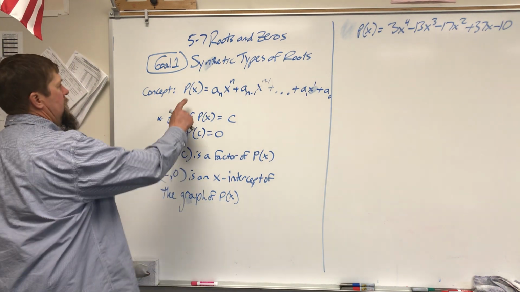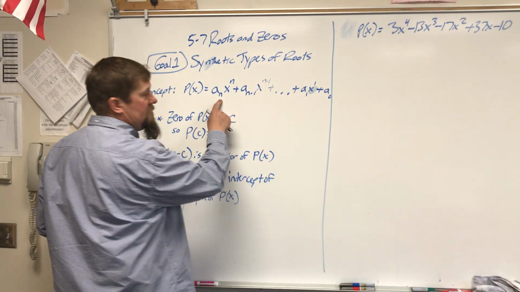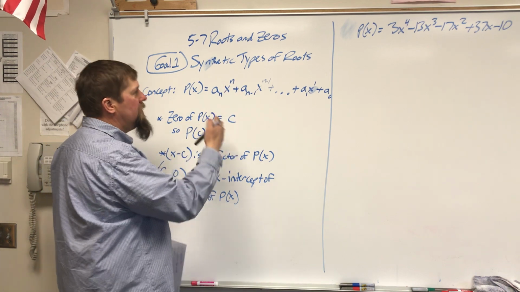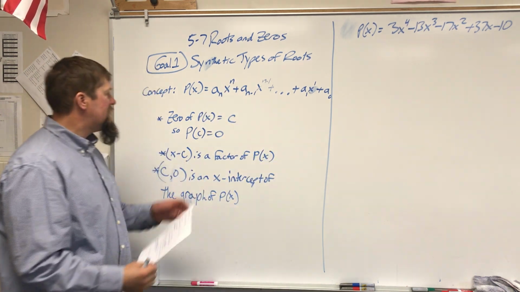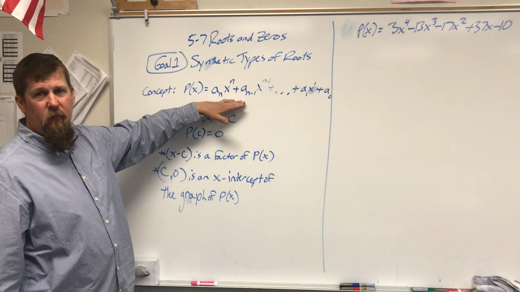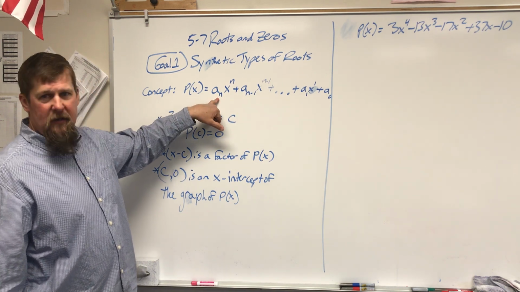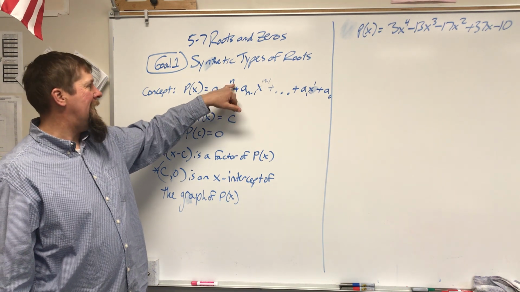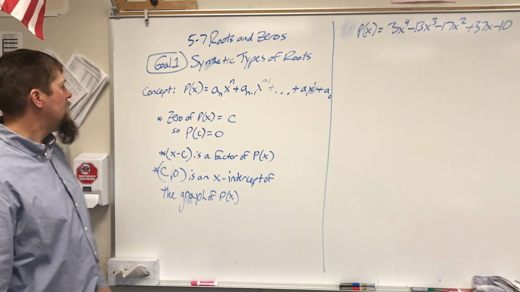P of x is equal to a sub n, x to the n, and so on. All this is a polynomial function. It's just the general form of that. A sub n is the leading coefficient, n is the degree, and so on.